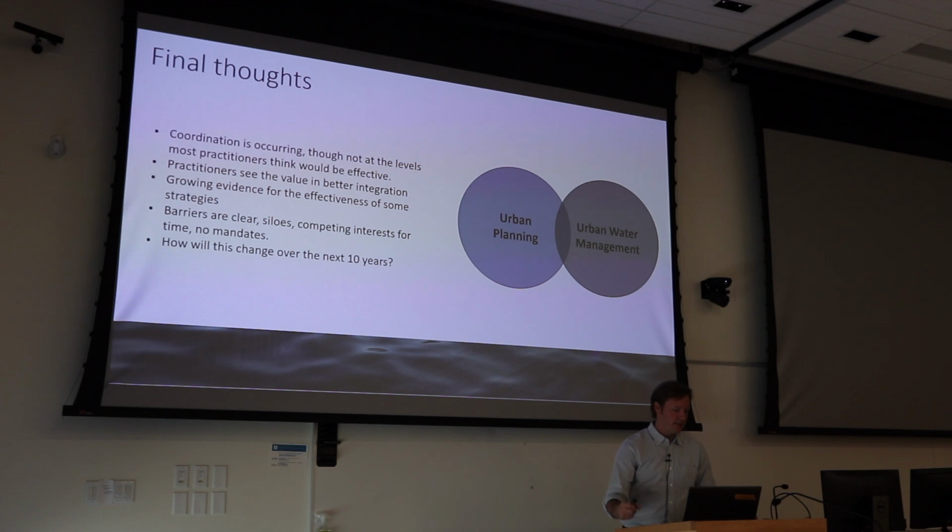There's growing evidence to support the effectiveness of some strategies, but this will be something I'm trying to work on in the next couple of years: which of these coordination efforts are effective? Is including a water element in a comprehensive plan really going to improve water outcomes? Or is this just going to be one more process that doesn't necessarily result in improved outcomes? The barriers are clear, and what would be awesome would be if I could come back in a couple years and then report the next round of national surveys that there was better coordination. So it's interesting how this will be changing over the next couple years.